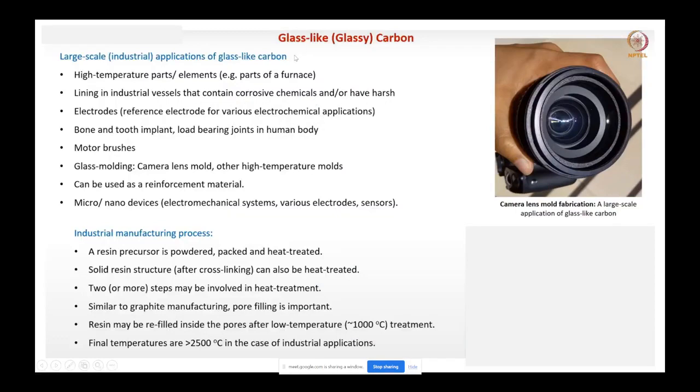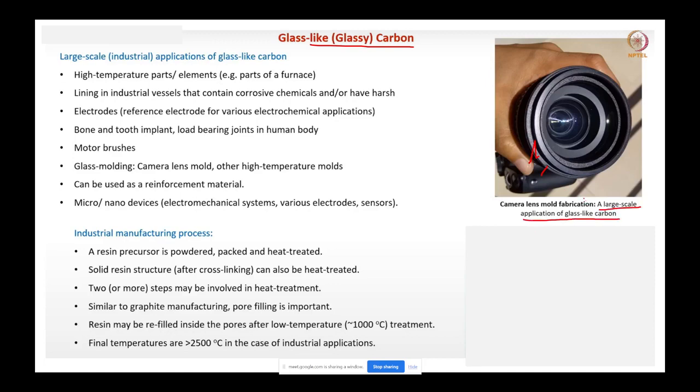So, again the next is again regarding that. In the glassy carbon, here you can say in camera lens mold fabrication. So you can see this mold, right? So this is a large scale application of your glassy carbon.